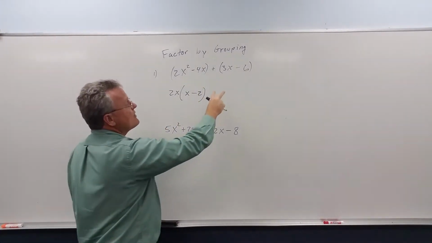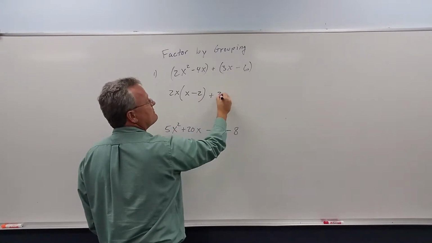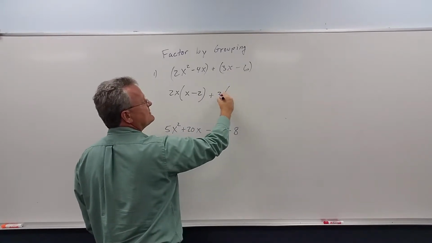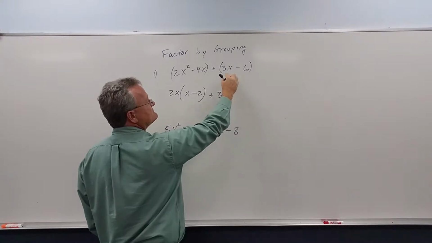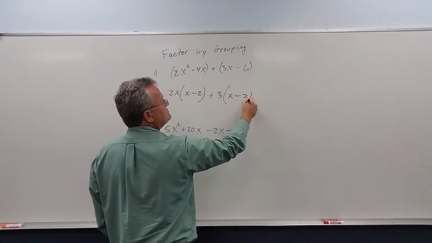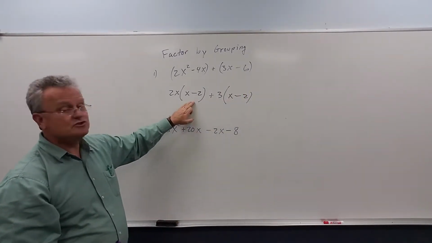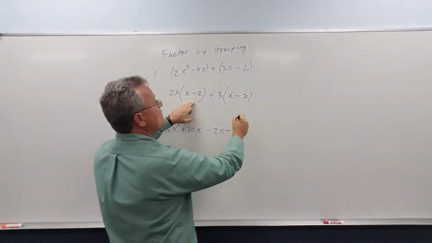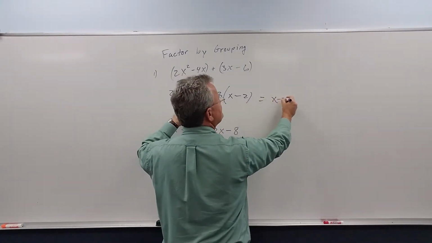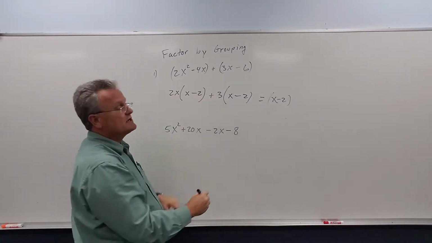Now what's my greatest common factor here? I can factor out a 3. When I factor that out, 3 times x gives me 3x, minus 3 times 2 gives me 6. Notice there's an x minus 2 in both of these. So when I factor that x minus 2 out, I'm left with 2x plus 3.